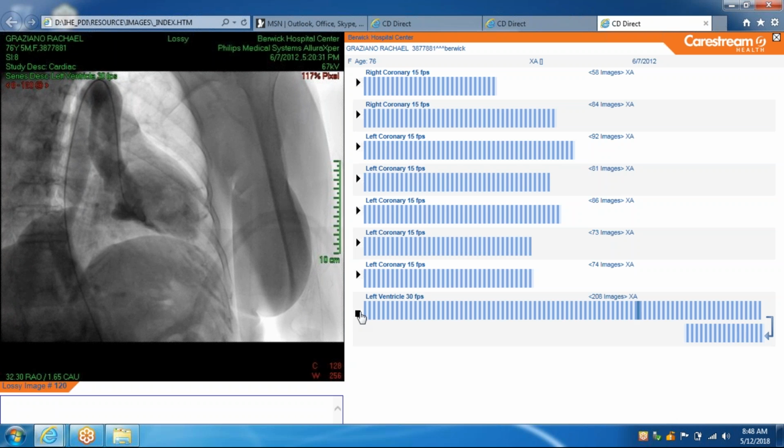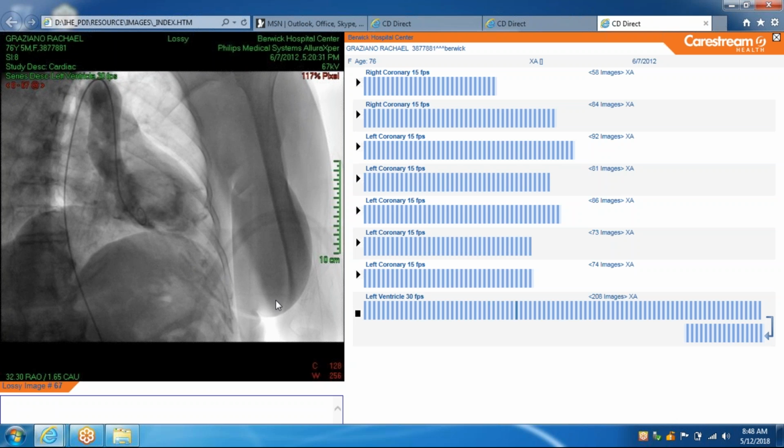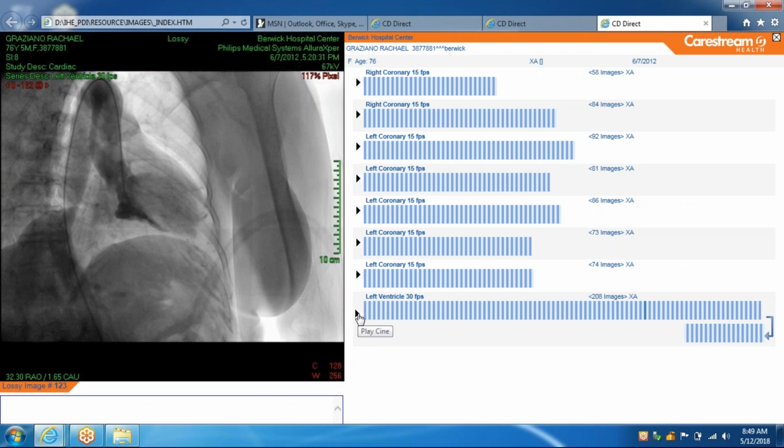Let's look at it again. So when the LV pumps the dye, you're going to see dye going back into the left atrium. Okay? So you can have an idea of the ejection fraction and see if there's any mitral regurgitation. All right, let's look again.